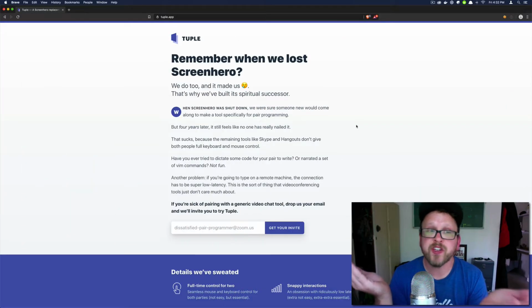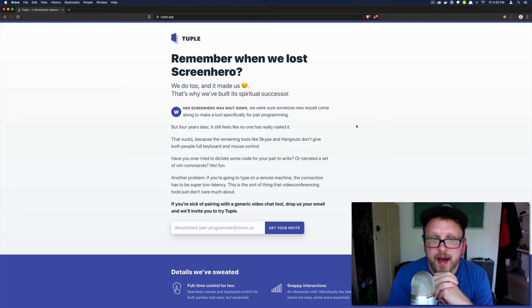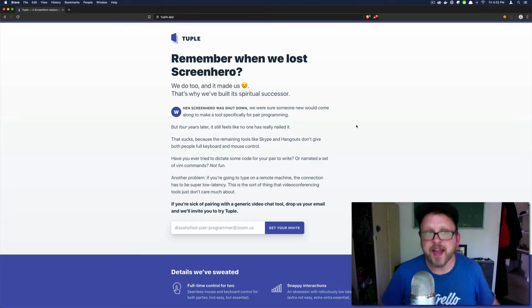So today I want to do a quick case study of what I think is an excellent landing page. That landing page is Tupal, and you can find it at tupal.app. Tupal is a remote pairing app for pair programming. So let's think about how I might write this page if I was building this product. You could write this problem in a number of different ways.